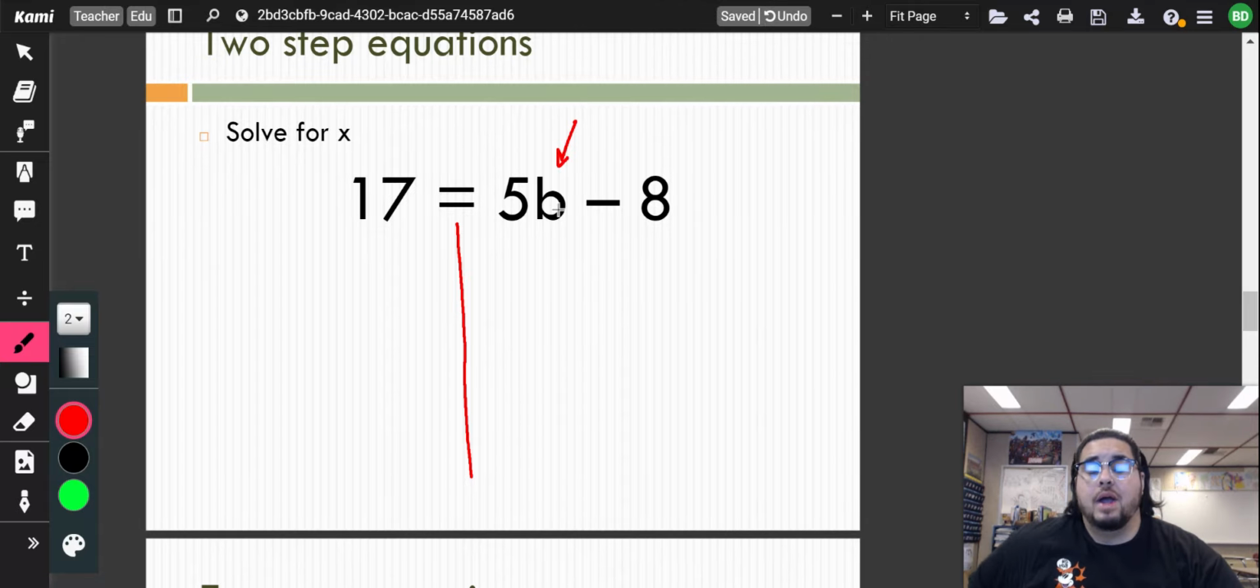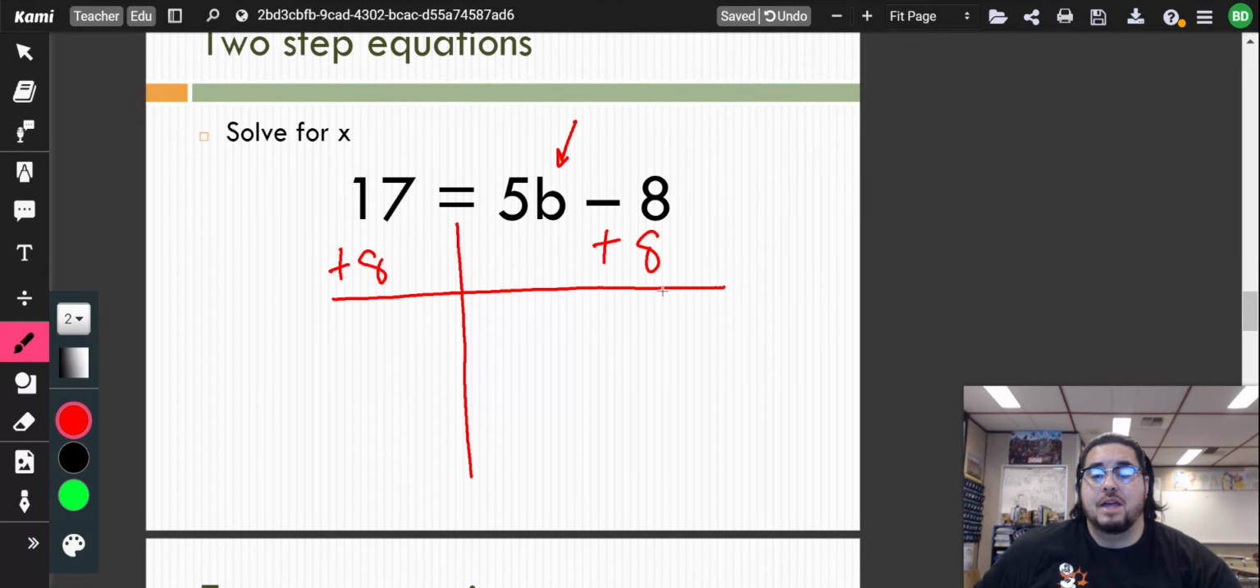So I want b by itself. I need to get rid of everything else around b, so I'm going to start with the minus 8. The opposite of subtracting 8 would be adding 8 to both sides. Again, it's balanced, so if I do something to one side, I have to do it to the other side. Negative 8 and 8 cancel out. The 5b is just going to come down.